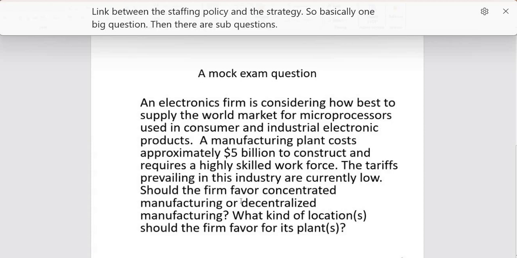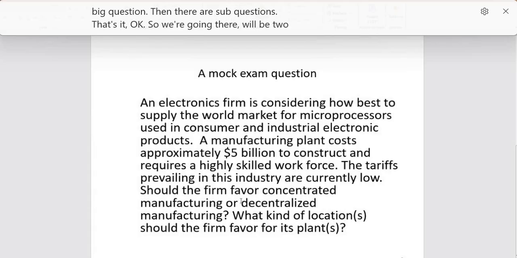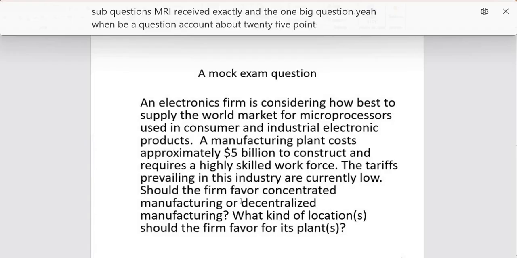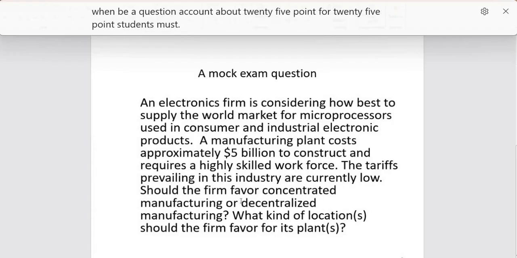Okay. So that means there will be 2 big questions and then sub-questions. Am I right to say? Exactly. And 1 big question accounts for 25 points. So the students must answer all the questions, or do they have a choice? No choices. You must answer all the questions.